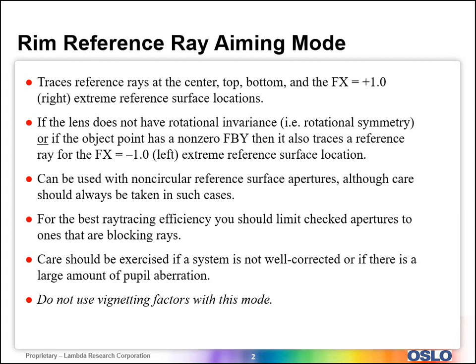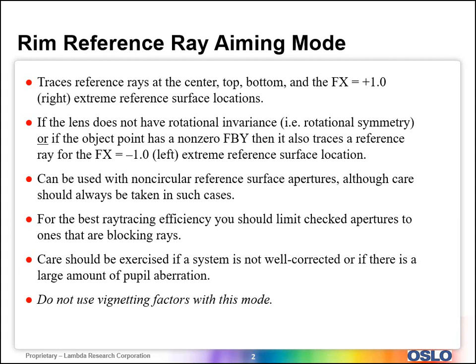The other thing is, if a system is not well corrected, in terms of pupil aberration, you may get some bad sampling of the pupil. When OSLO does this mode, it assumes a linear spacing between the rays, and if you have a lot of pupil aberration, then that will not be a very good approximation. So if it's got a lot of pupil aberration or is not well corrected, take special care. Look at our documentation for some more details. I'll show that in just a moment as well.